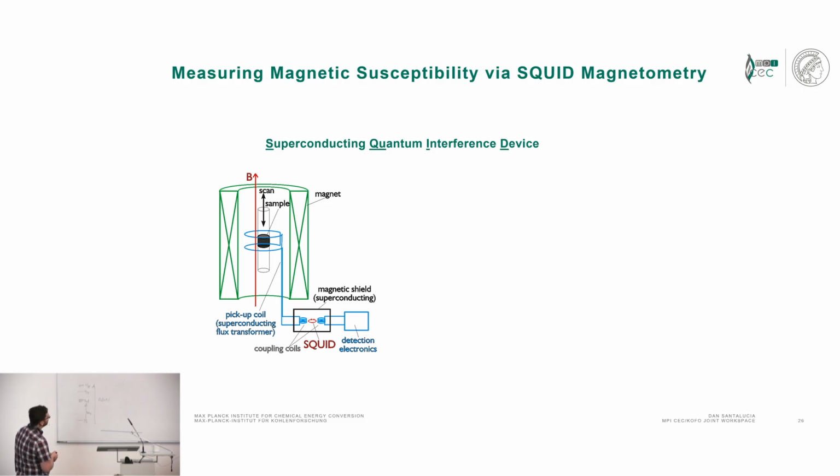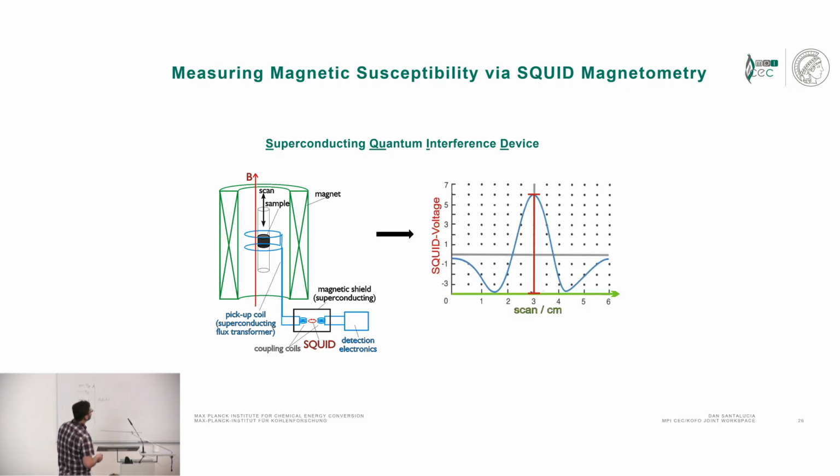But these pickup coils are superconducting, okay? So we're in liquid helium, and basically they go to these coupling coils, which are coupled to what's called a squid, okay? And this is under magnetic shielding, and then the response of that squid to this current will then be picked up by more coils and calibrated with some detection electronics. But that's the very basic experimental setup.